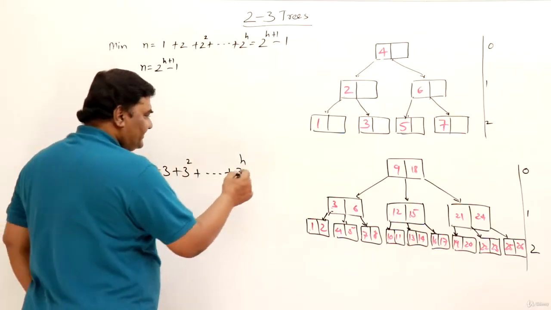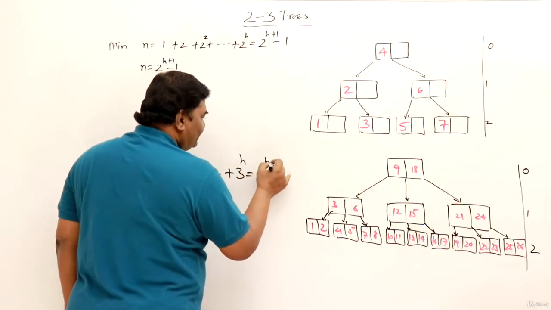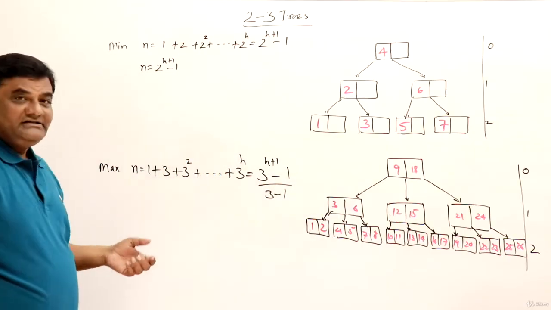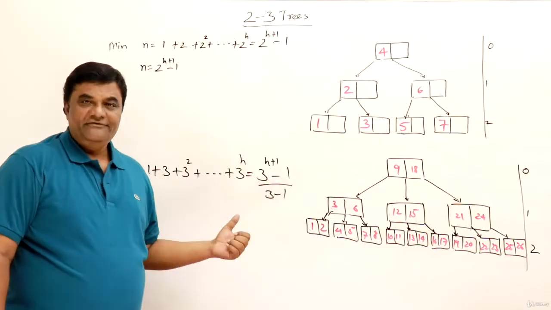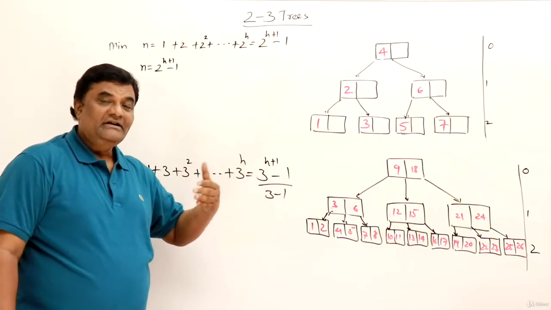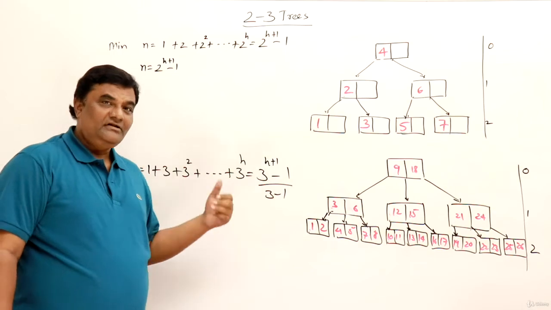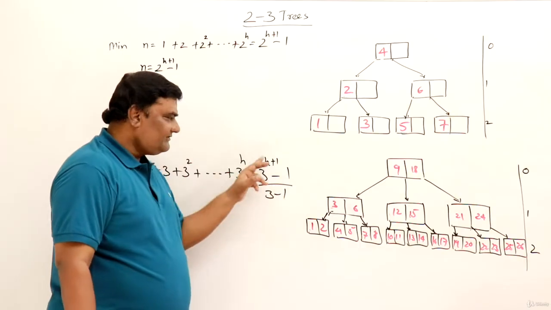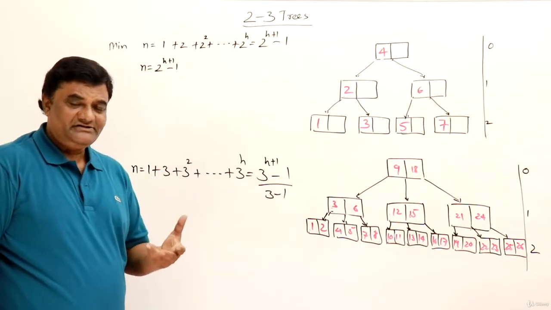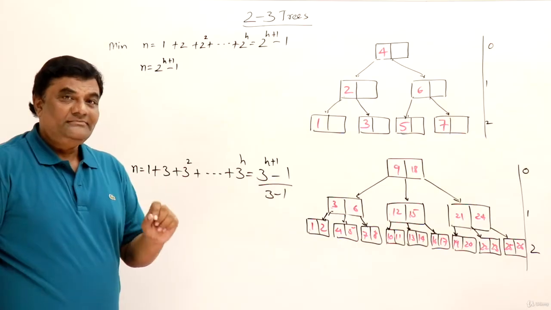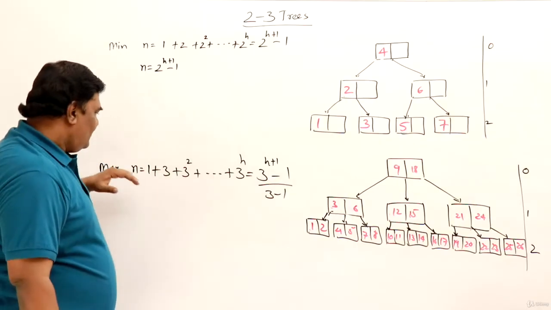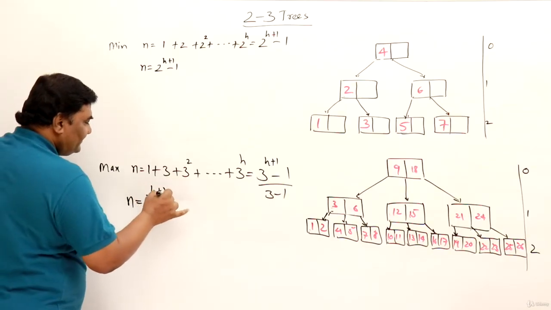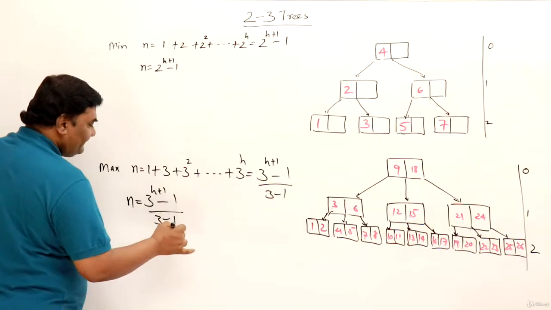So total how many nodes are there? Total 3 power h plus 1 minus 1 by 3 minus 1. So if you know the sum of the terms of GP series, this is the formula. Formula for sum of the terms of GP. This is geometric progression. Every time the term is multiplied by 3 to get the next term. So that's how 3 is a common ratio. So this is the formula, right? You can refer to the formula, you can search it and find out in Google, sum of the terms of GP series. So this is how maximum number of nodes are possible. So n is equal to 3 power h plus 1 minus 1 by 3 minus 1.